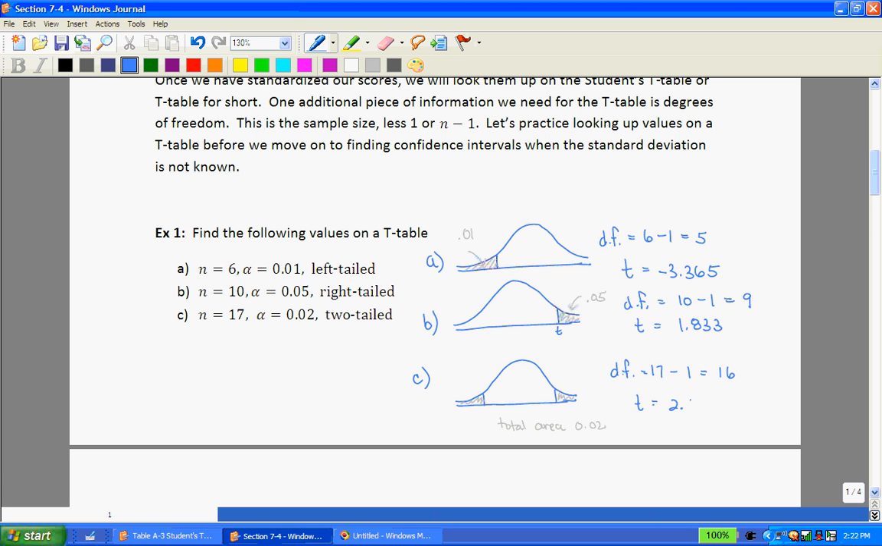So t equals 2.583, but because we actually are in two tails, we also have negative 2.583. So that should be a little bit of practice of looking up values on the t-table.